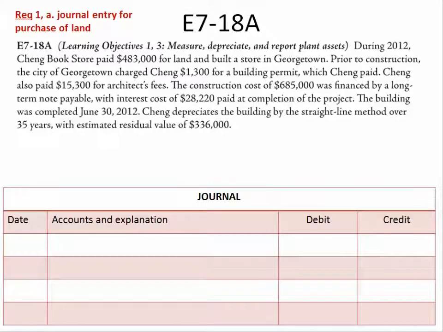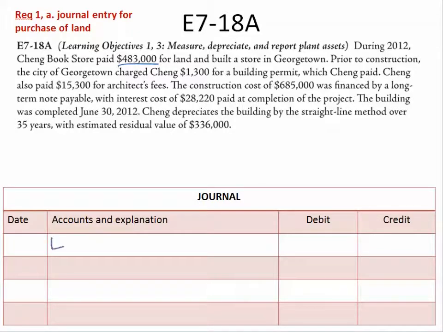The first requirement there, and what I've done is I've eliminated the requirements below so I have enough room to write. And up here is what we're doing. Requirement 1, journal entry for the purchase of land. So the journal entry for the purchase of the land, we see up here that we paid $483,000 for the land. It doesn't tell us when, so we'll just go with whatever date.